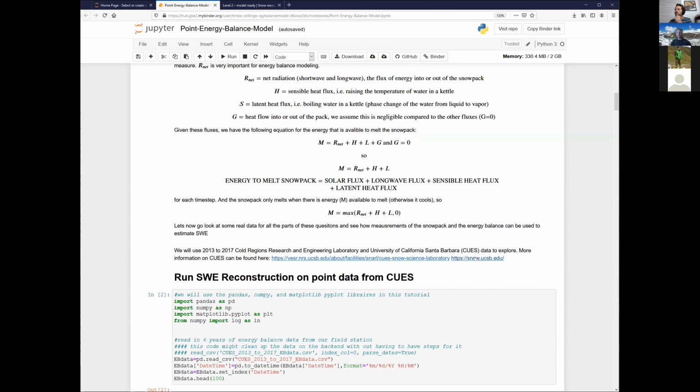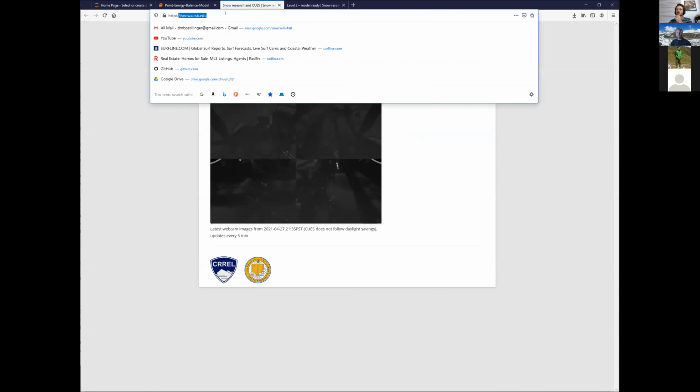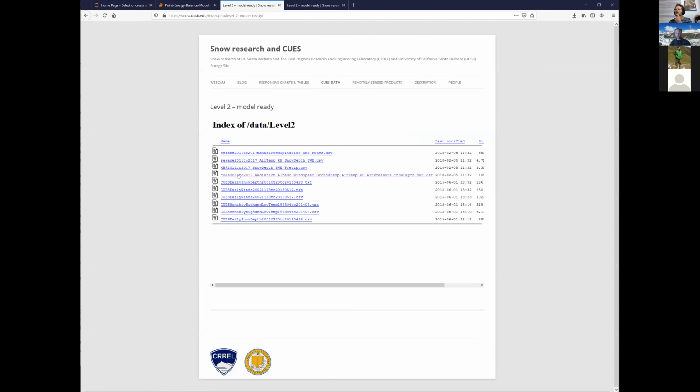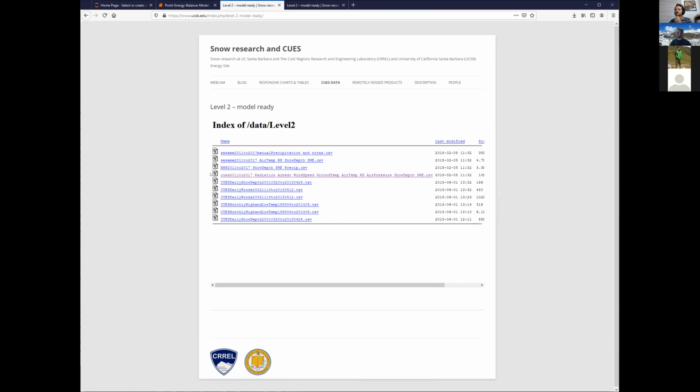Right here, there's a link to our website, snow.ucsb.edu. You can see on the shared screen, this is the live webcam of the site that I showed you the pictures of. If you go to queues data, this tab right here, go to model ready, level 2, then queues 2011 to 2017, this right here is the data set. If you download this CSV, it has all the data we use today.